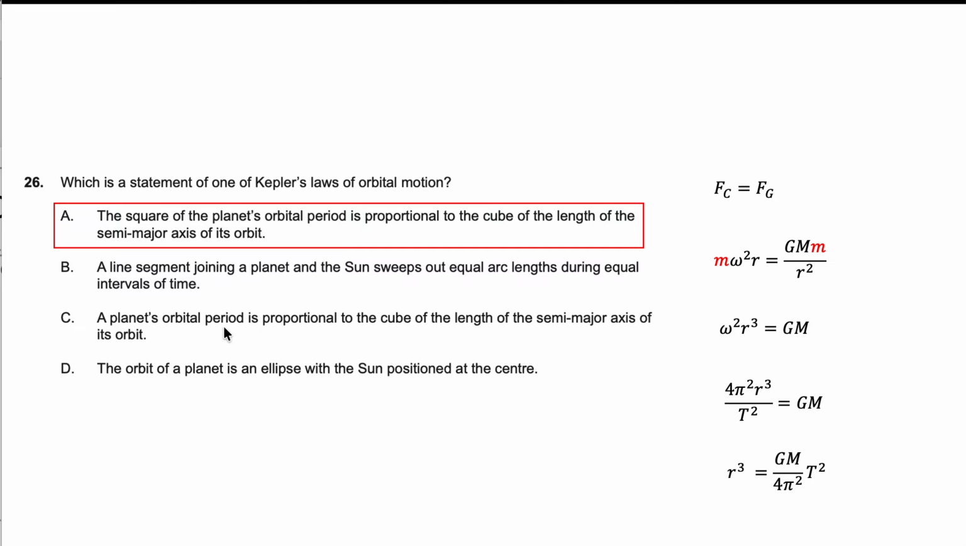We've got a planet's orbital period is proportional to the cube of the length. Okay, that's not true because we want T squared going with this. And then the last one here, the orbit of a planet is an ellipse with the sun positioned at one of its foci. Okay, which is slightly different to the center. Remember, we're dealing with elliptical orbits here.